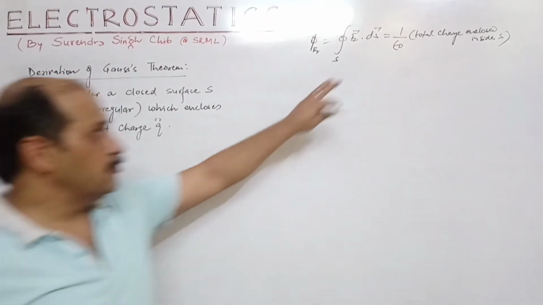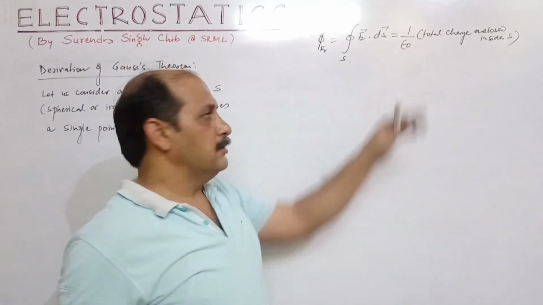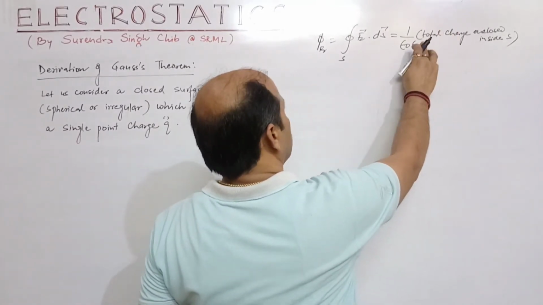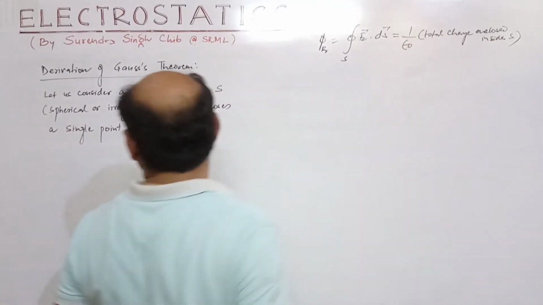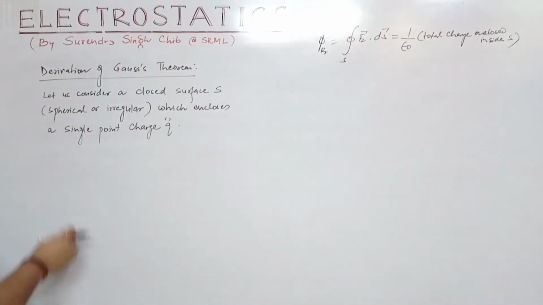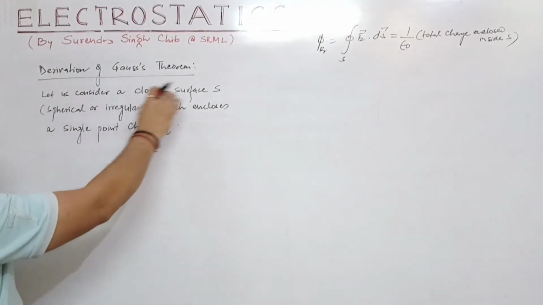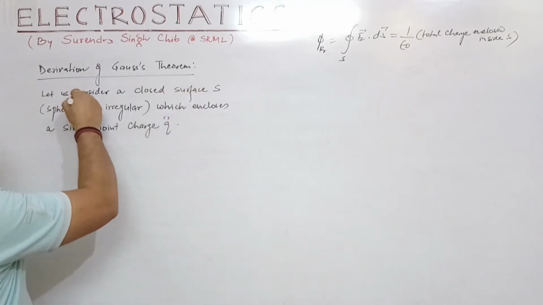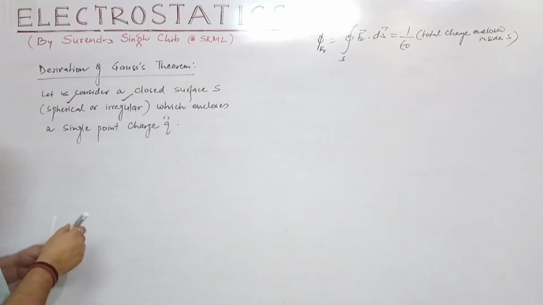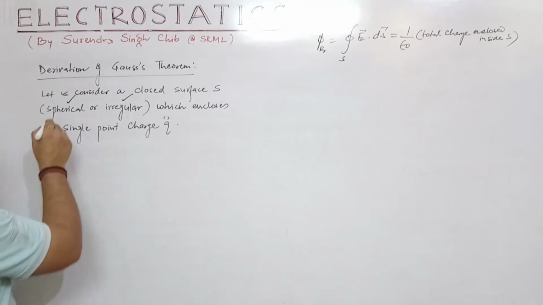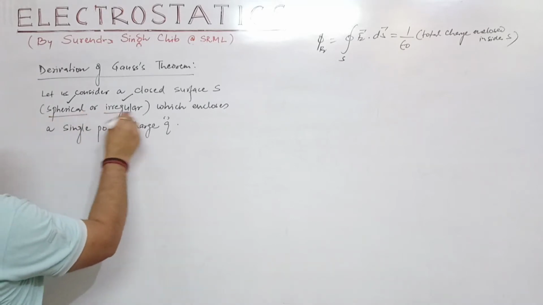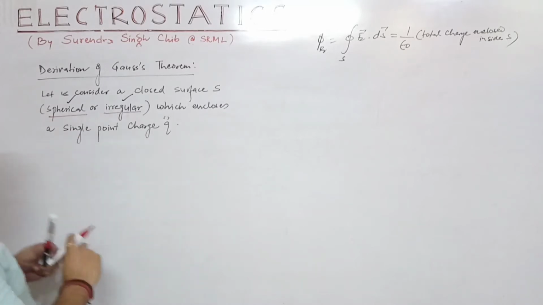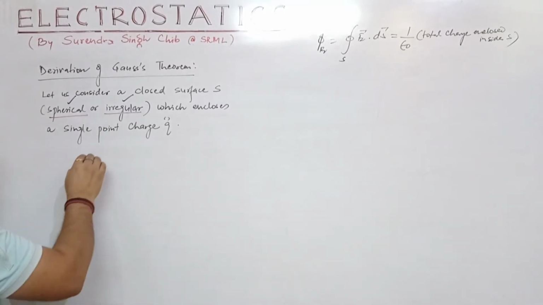वैक्यूम में है तो एप्सिलॉन नॉट आ जाएगा, और कोई मीडियम है तो इसी के नीचे क्या लिख देंगे? एप्सिलॉन आर लिख देंगे. Let us consider in vacuum the derivation of Gauss's theorem. Let us consider closed surface S, spherical or irregular. See, we have two cases now. कोई भी surface हो सकता है, spherical भी हो सकता है, irregular भी हो सकता है, which encloses a single point charge Q. तो पहले मैं irregular लेके कर दूं.